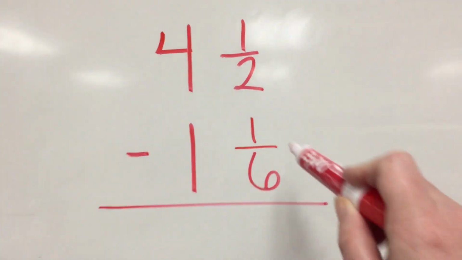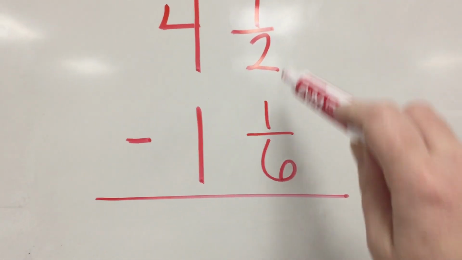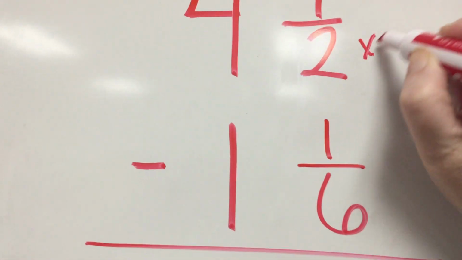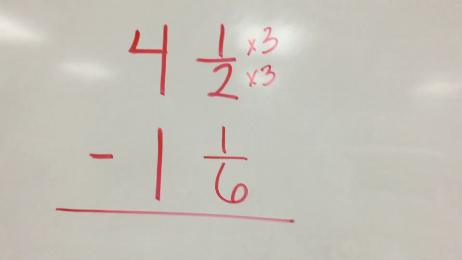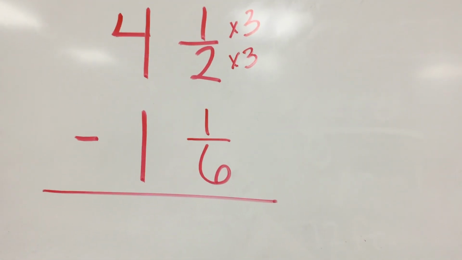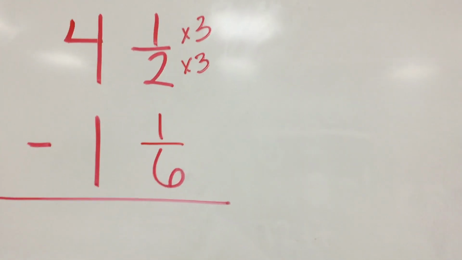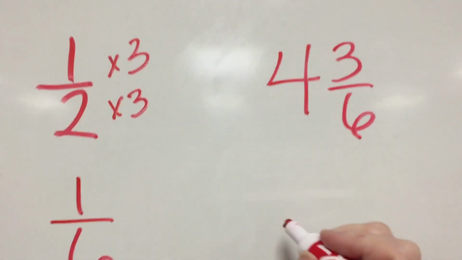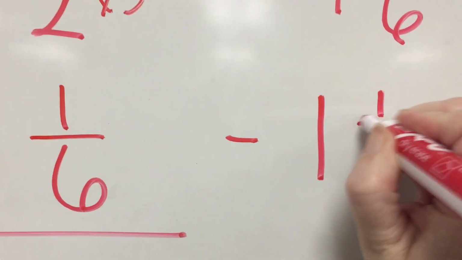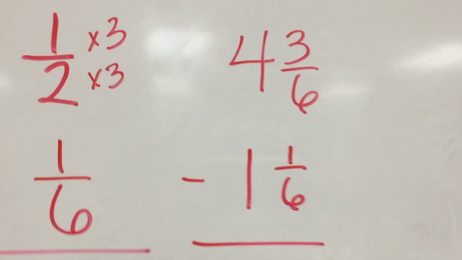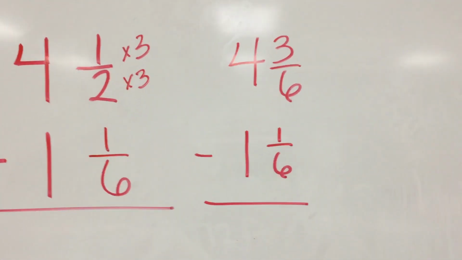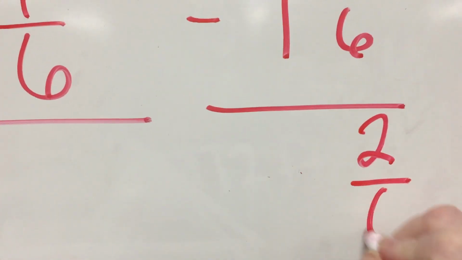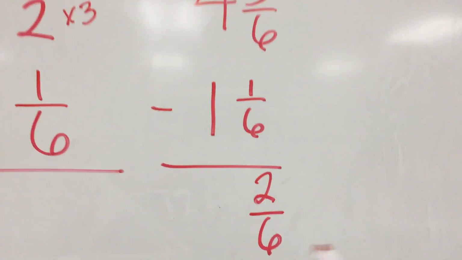Now I can't reduce this to something with a denominator of 2, so the easiest thing for me to do is increase this one. If I multiply the top and bottom by 3, I will have a fraction with a denominator of 6. So out next to this problem, I want you to rewrite the whole thing. 4 and 3/6 minus 1 and 1/6. You subtract the fractions first. 3/6 minus 1/6 is 2/6, and 4 minus 1 is 3.